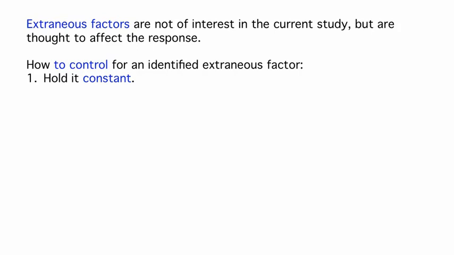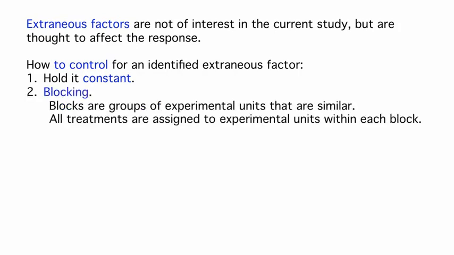The second method of controlling for extraneous factors is to use blocking. A block is a group of experimental units that are similar in the extraneous factor, and all treatments are randomly assigned to experimental units within each block. If we wanted to study the effects of the vaccine, and we wanted to include different age groups which might have differential response, we can treat age group as a block and randomly assign treatments within each age group. So in each age group, we have subjects who both receive the vaccine and do not receive the vaccine.